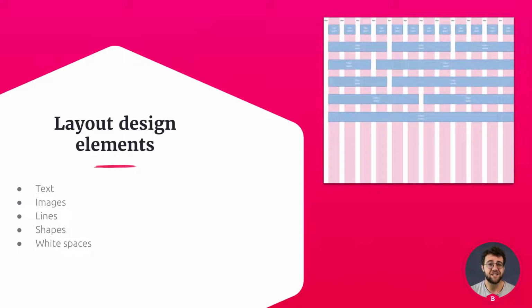Lines are used to divide sections. They can also add emphasis to a text. Shapes, when used well, add a touch of flair and personality to a layout. Rectangles and circles are the most common, but there are many ways to get creative with shapes.